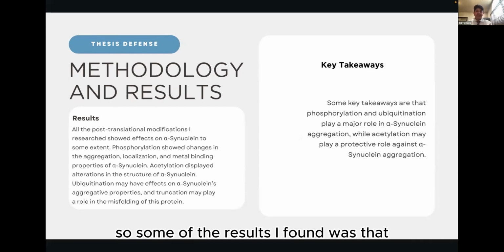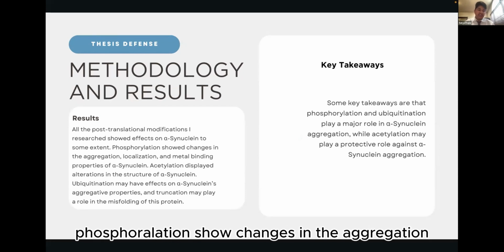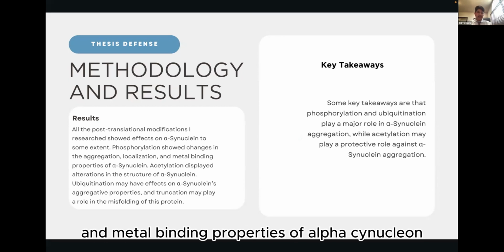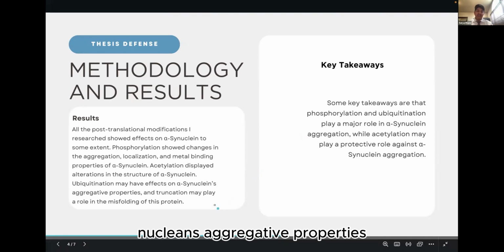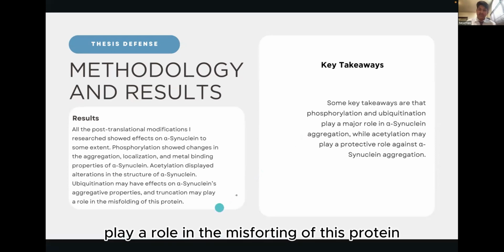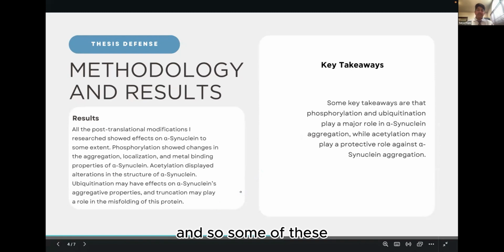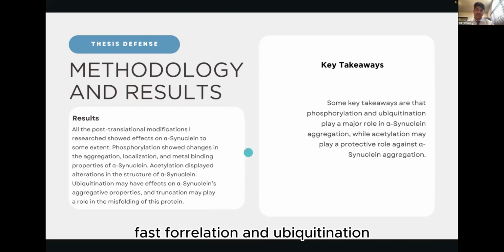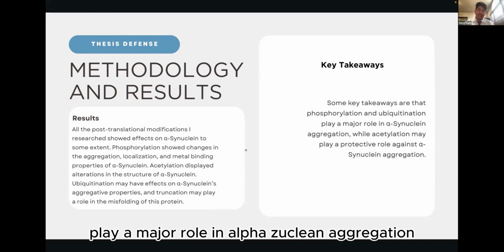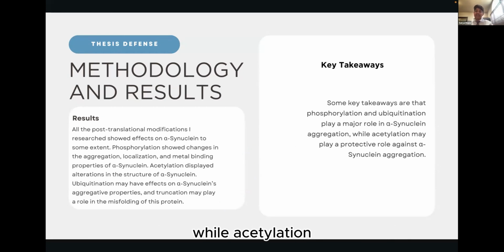Some of the results I found were that phosphorylation showed changes in the aggregation, localization, and metal binding properties of alpha-synuclein. Acetylation displayed alterations in the structure of alpha-synuclein. Ubiquitination could have effects on alpha-synuclein's aggregative properties, and truncation may play a role in the misfolding of this protein. Some key takeaways are that phosphorylation and ubiquitination play a major role in alpha-synuclein aggregation, while acetylation could play a protective role against alpha-synuclein aggregation, and this could lead to further therapies.